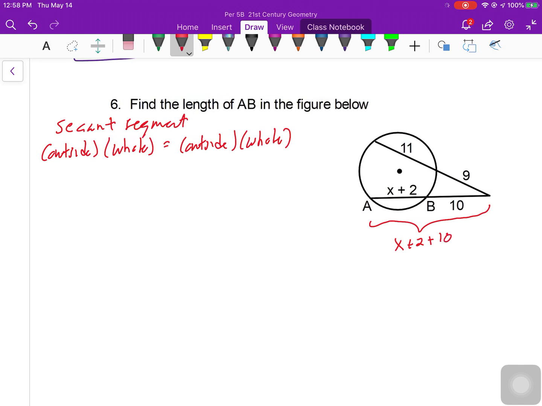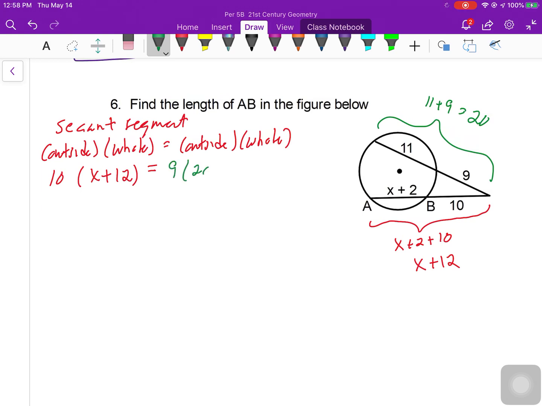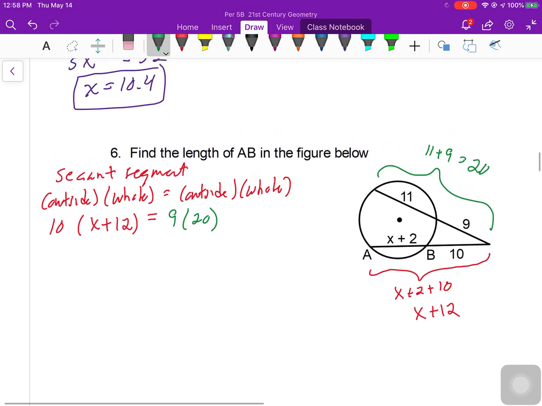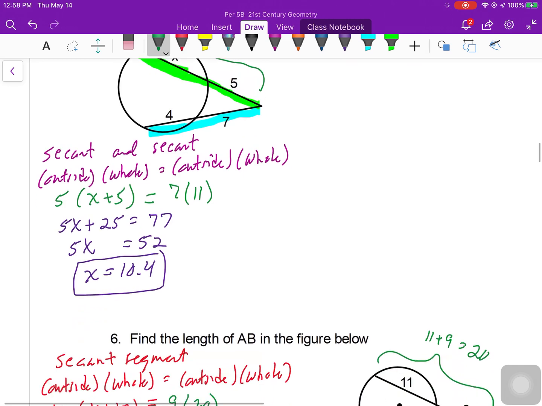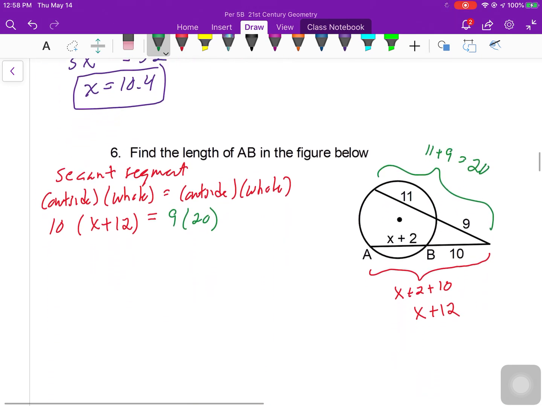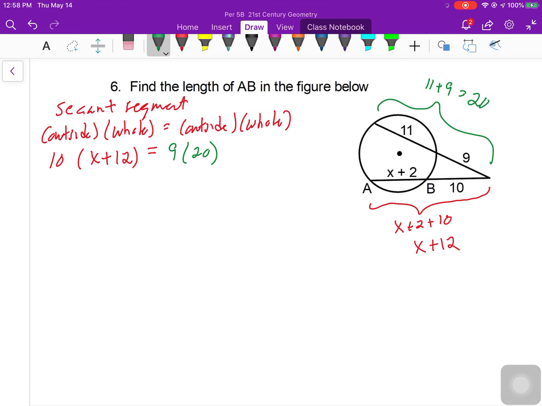And I have encouraged you on each of them to go ahead and label the whole length. So that whole length would be x plus 2 plus 10, or just x plus 12. The whole length on this top one is 11 plus 9, so that whole length is 20. That means on the bottom one, the outside being 10, the whole length being x plus 12, that would be what I get on the bottom. On the top one, the outside is 9, and the whole length is 20. Again, please look at that one and see if that makes sense to you.